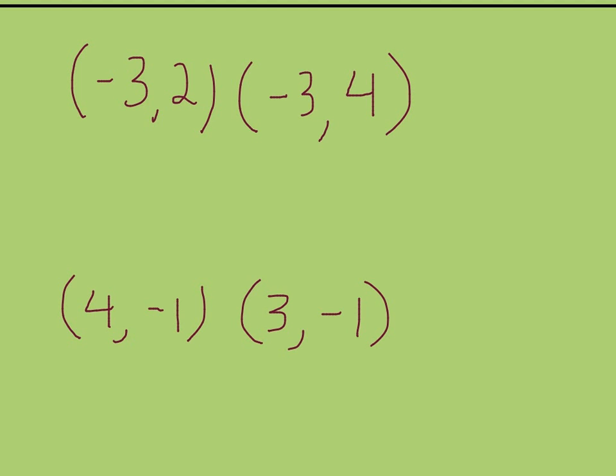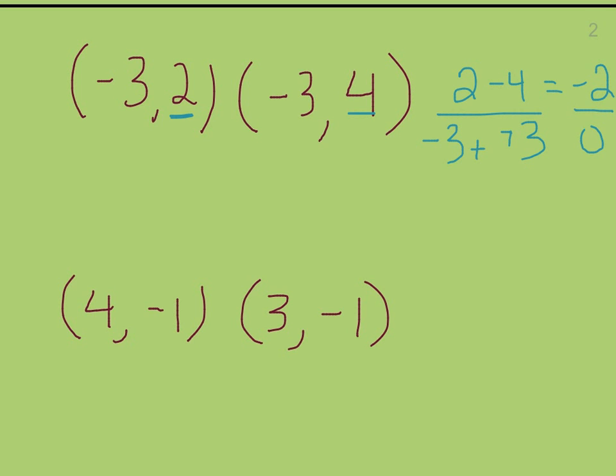Okay, here's another example. So we're going to do the y's first. I'm going to say 2 minus 4, and 2 minus 4 is -2. And put that over your x's, -3 minus -3. That would change to plus a positive, and we have -3 plus +3, which equals 0.